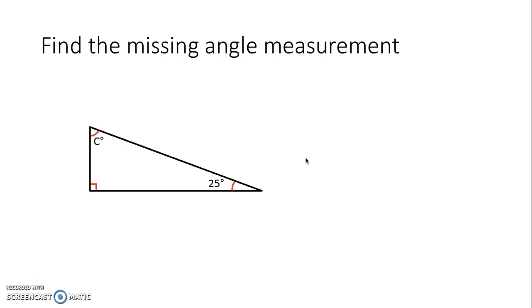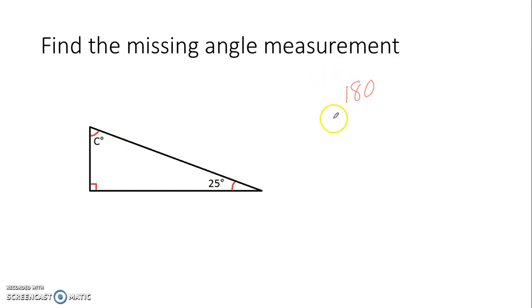Alright, so we're going to use that information to find the missing angle measurement. So here we go. If we know that a triangle is 180 degrees, we are going to subtract the two angles that we know to get the last angle. So 180 degrees is equal to angle A plus angle B plus angle C. Or we can just subtract.